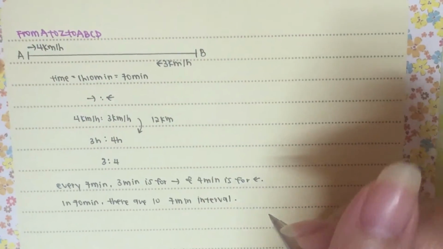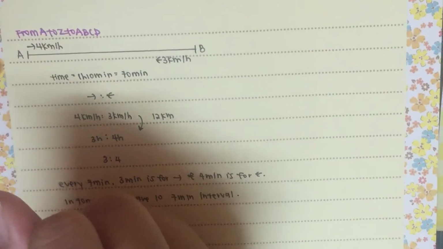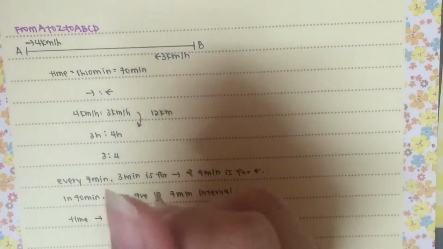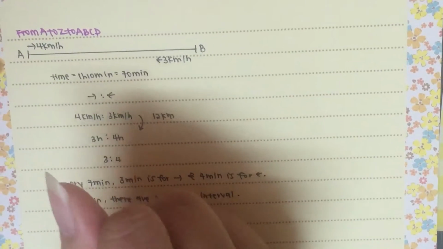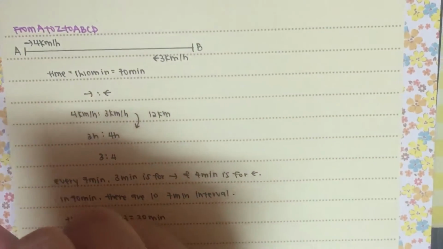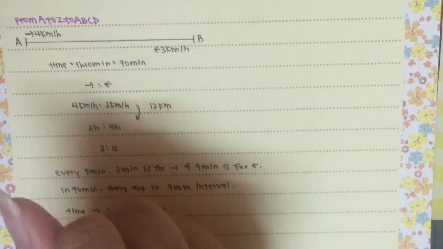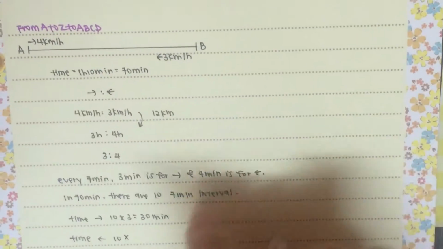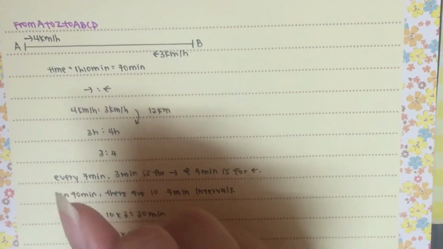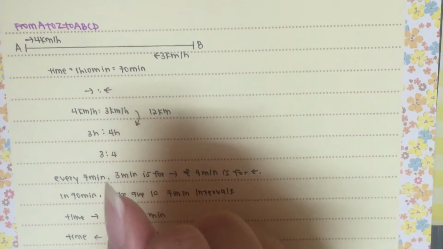Therefore, the time to go forward will be the 10 intervals times 3 minutes, which gives us 30 minutes. Whereas the time for backwards will be 10 intervals times 4 minutes, which gives us 40 minutes.